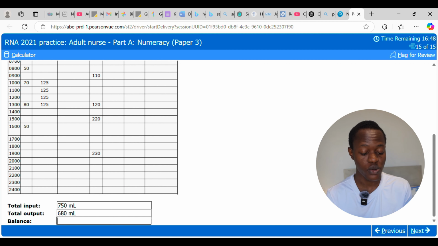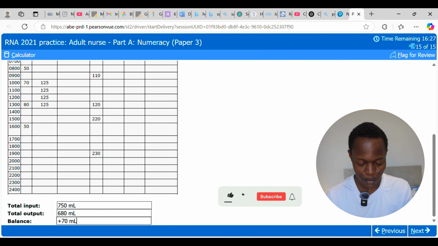So I have calculated all inputs to be 750 mil and all outputs to be 680 mil. And then I am now going to subtract them from each other, and my answer is 70 mil. And the input is greater than the output, which means that the person gained fluid. So I'm just going to go ahead and put plus 70 ml.